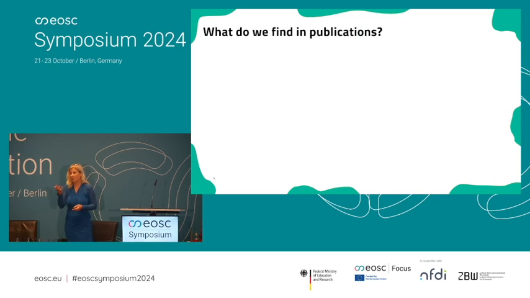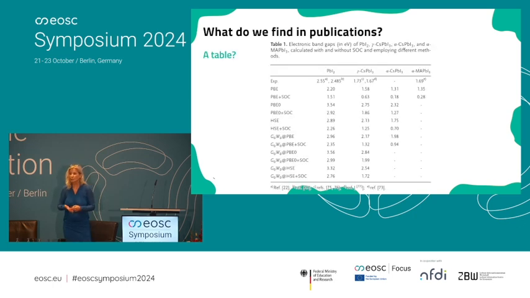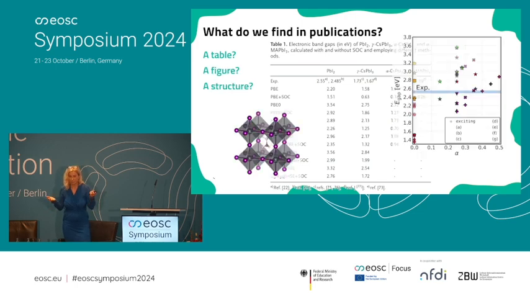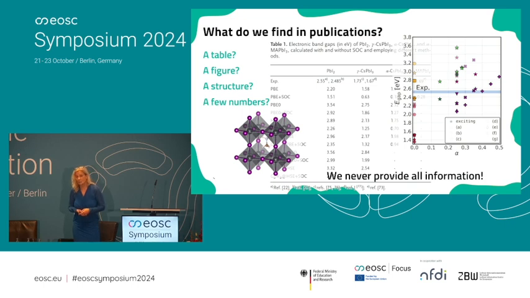So, first question: what do we find in the publication? Typically, there's a table. There could be a figure. There could be a crystal structure. We're talking about materials. Typically, there are also a few more numbers that we extract from all the investigations that we have done, but we never ever provide all the information.